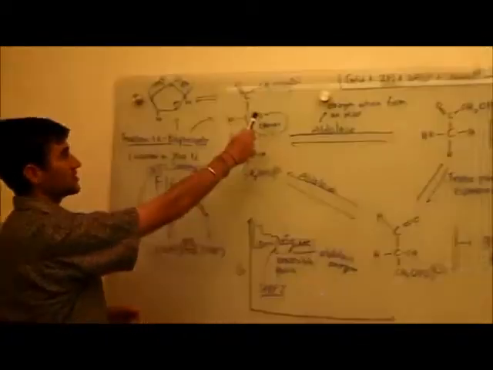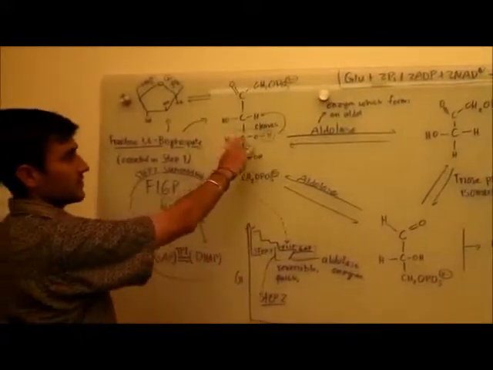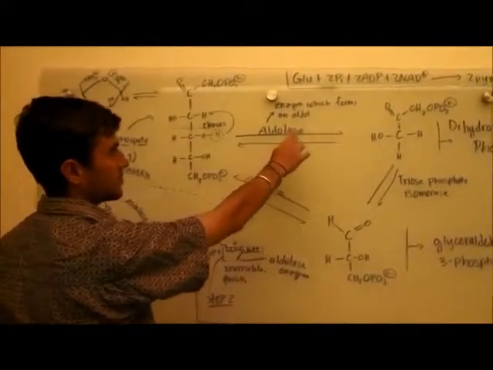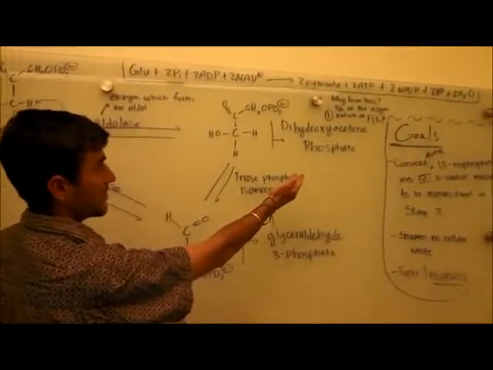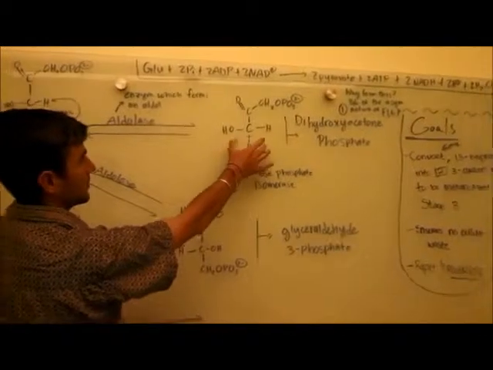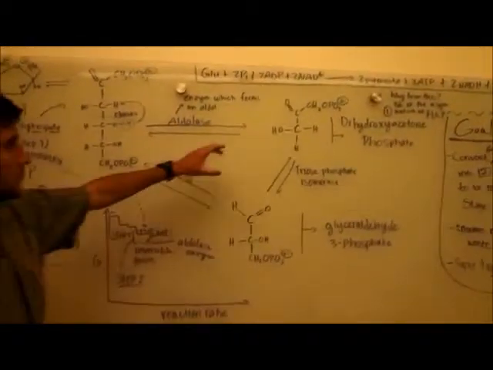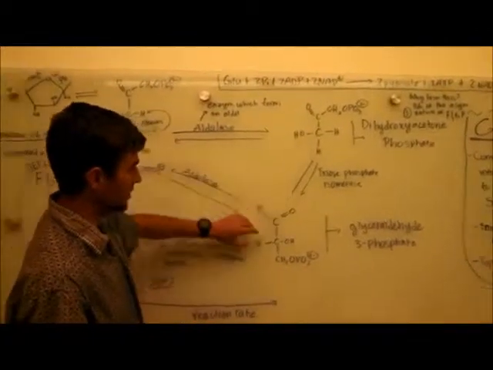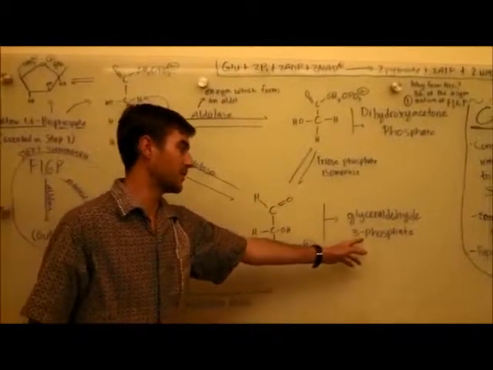So here's our open chain form of fructose 1,6 bisphosphate, and we're going to cleave it here using aldolase, which is an enzyme which forms an aldol, and we get dihydroxyacetone phosphate. Notice the phosphate and the -2 charge, and we take this and we convert it down using triose phosphate isomerase into glyceraldehyde 3-phosphate.